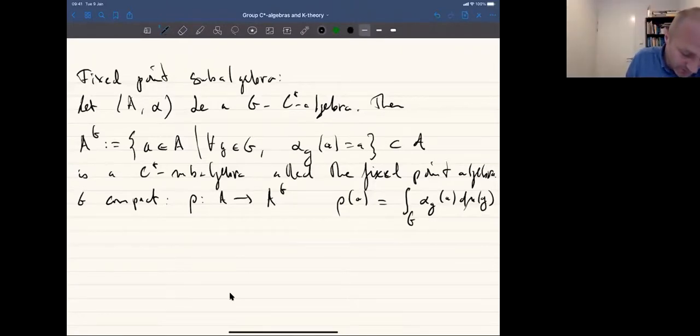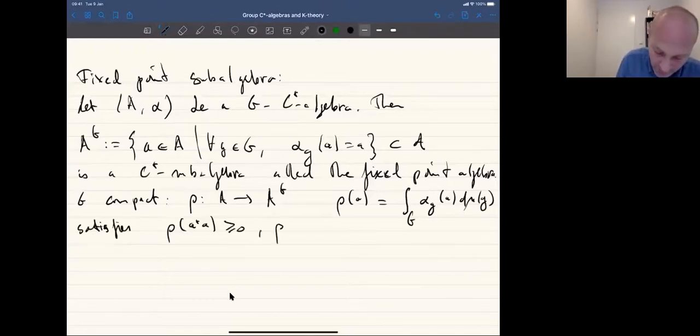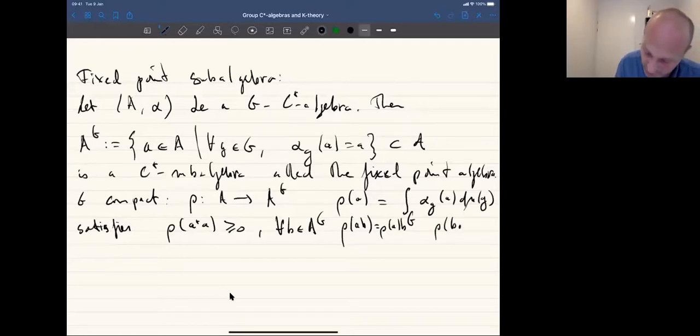So it satisfies that rho(a star a) is positive, and for all b in A^G, we have that rho(ab) is rho(a) times b and rho(ba) is b times rho(a). Such maps are called conditional expectations onto some subalgebra. But this, of course, uses the compactness of G in a serious way.